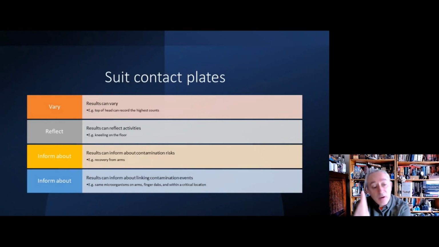So results vary. Top of the head, as I said, is the one that's going to come up the most often with contamination. They can inform about certain activities undertaken, they can inform about contamination risks, and they can help us link contamination events together. Often the microbiological data assessments are very much detective work. It's all based on information and linking that information together to try and work out what may or may not have happened.